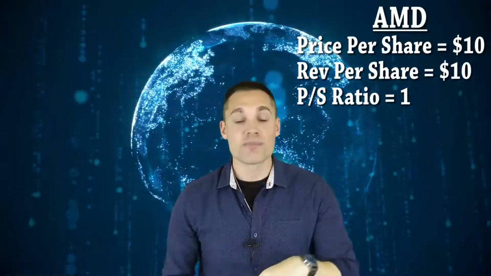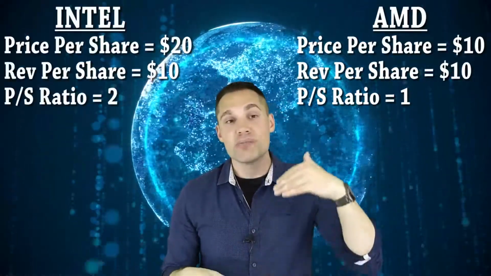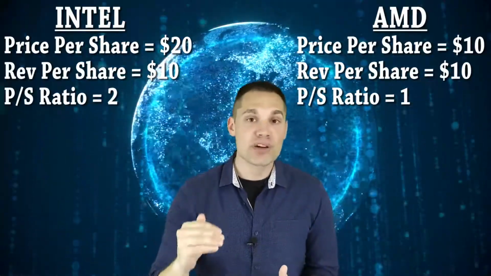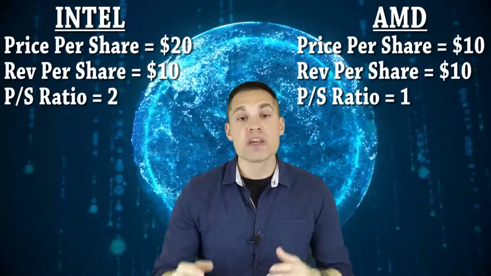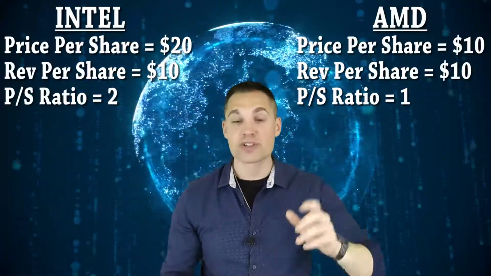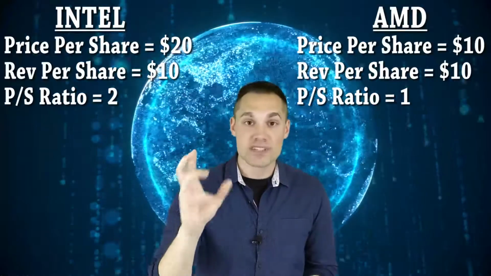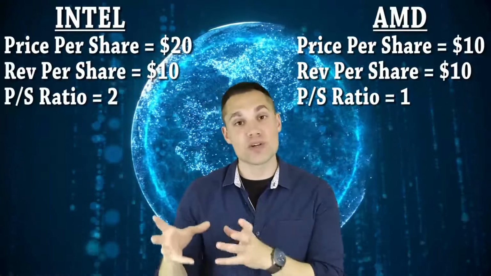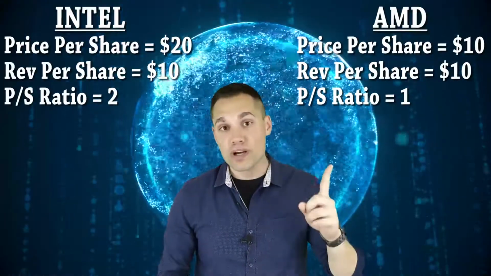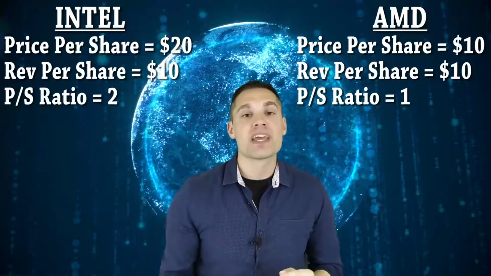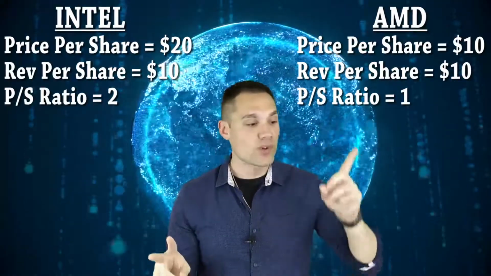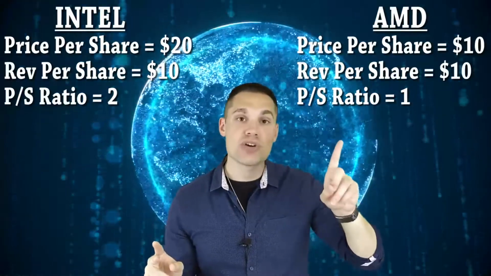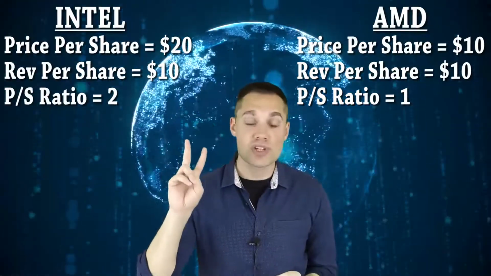Now let's look at Intel. Let's say that Intel trades a little bit more expensive at $20 per share, but they generate the same amount of revenue at $10 per share. So in this case, you take the price, $20, and divide it by the sales of $10 and you get 2, right? 20 divided by 10 is 2. So now you have a price to sales ratio of 2. So AMD is at 1 and Intel is at 2. And so in this comparison, you might say, well, AMD is cheaper because I'm paying a cheaper price, because it has a ratio of 1, whereas Intel has a PS ratio of 2.